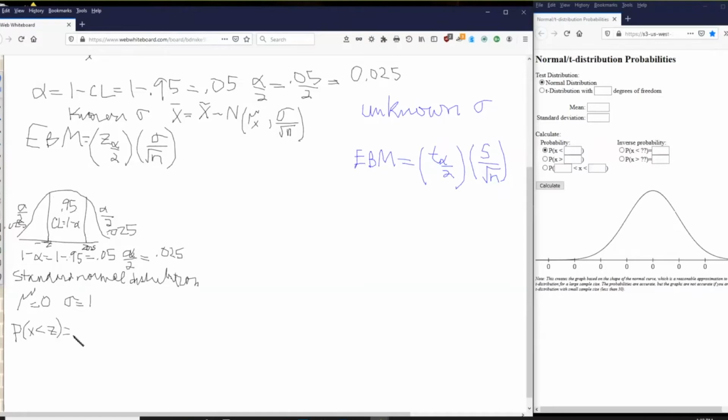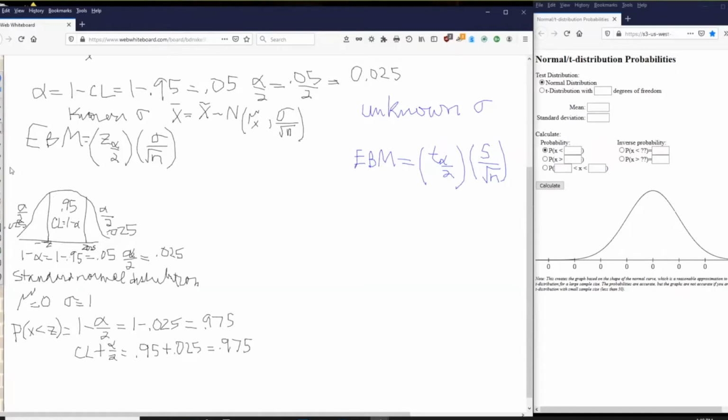So to solve for z, we're going to get 1 minus alpha over 2, which in this case is 1 minus 0.025, which is going to give me 0.975. Now you'll notice that 1 minus alpha over 2 is the same as the confidence level plus alpha over 2. So that would be the same as 0.95 plus 0.025. That's going to equal 0.975. So what we're solving for is this z right here, the positive z.